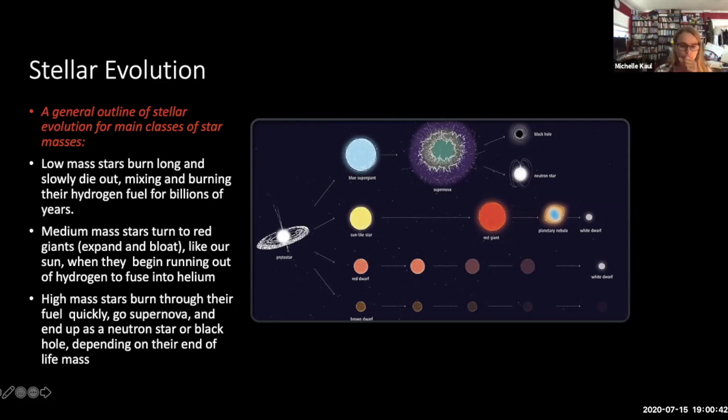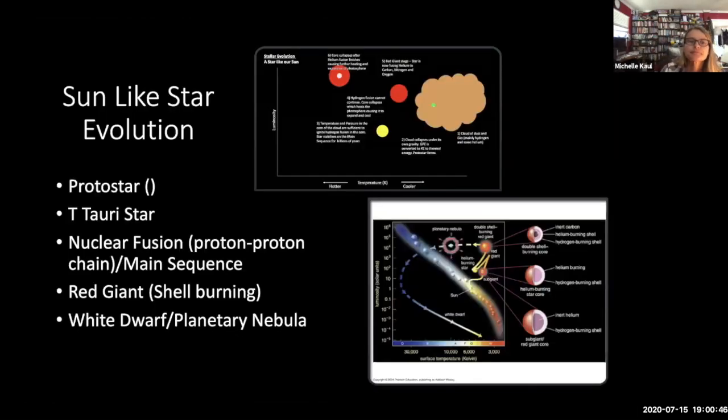Okay, so let's go visit a few more things here. Here's a little bit more on the sun-like star evolution that we talked about. Okay, here's our red giant stage when we go from main sequence.